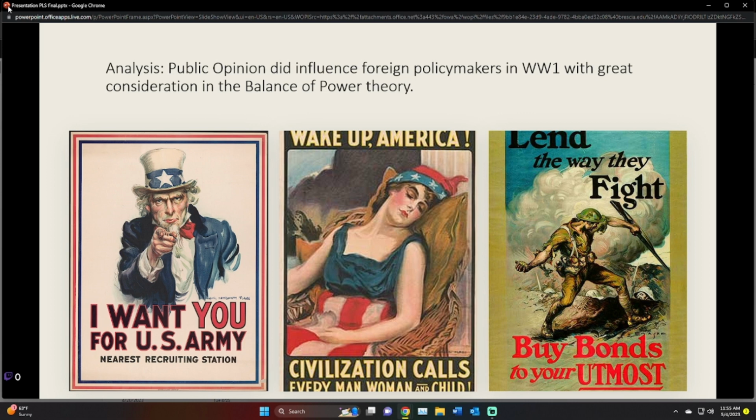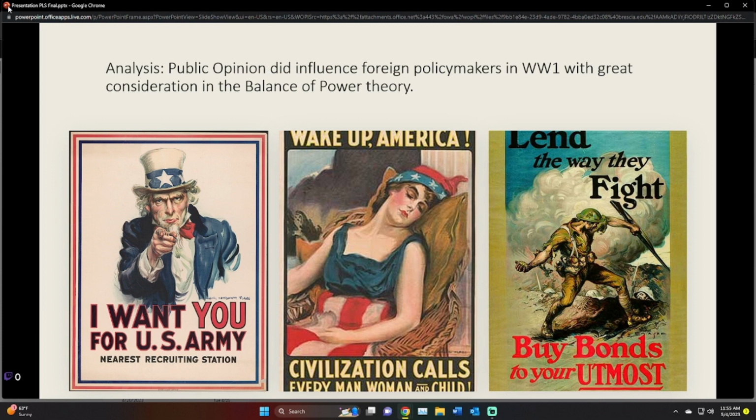The next poster says, "Wake up America, civilization calls every man, woman, and child." This was meant to inspire unenthusiastic Americans reluctant to have their country join the fight. As it says, it literally calls every man, woman, and child, showing community and nationalism that every person is needed to fight the war effort.